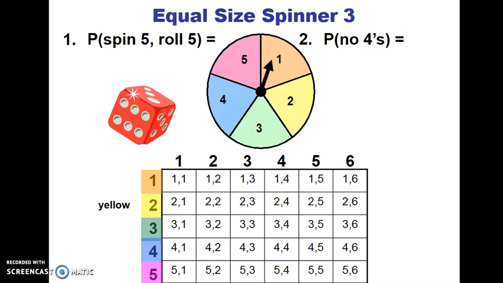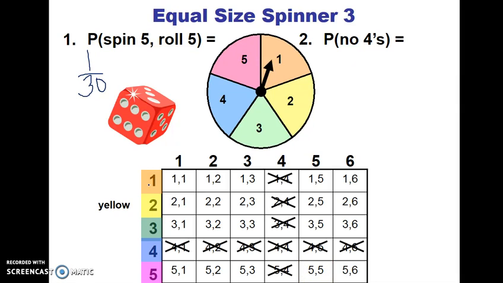So I'm looking for 5, 5 in my outcomes, and there's one of those. So that's 1/30. Now I'm looking for what's the probability I won't get 4 at all, not on the spinner and not on the die. So I need to eliminate all the possibilities where 4 is part of the answer, or part of the outcome.